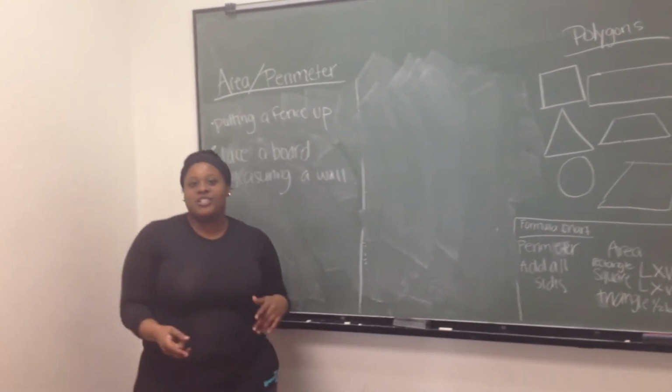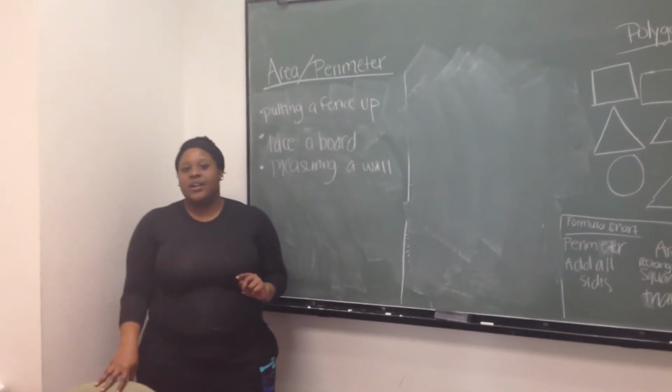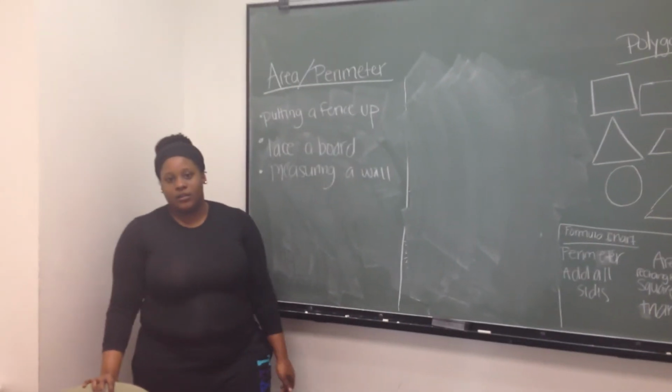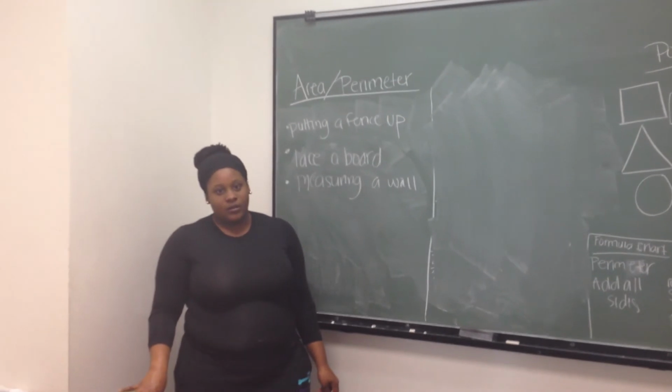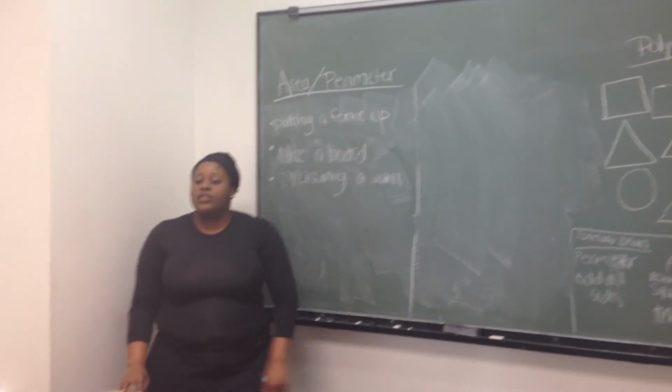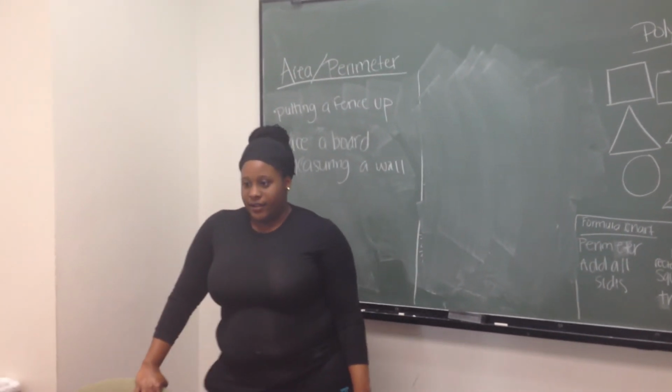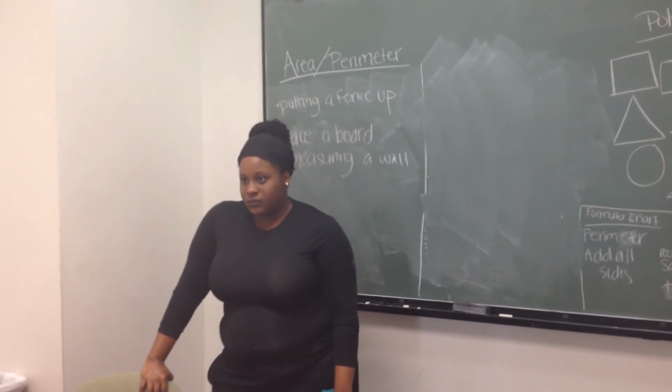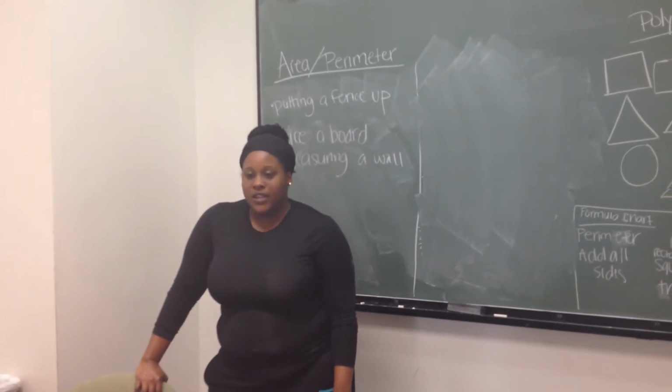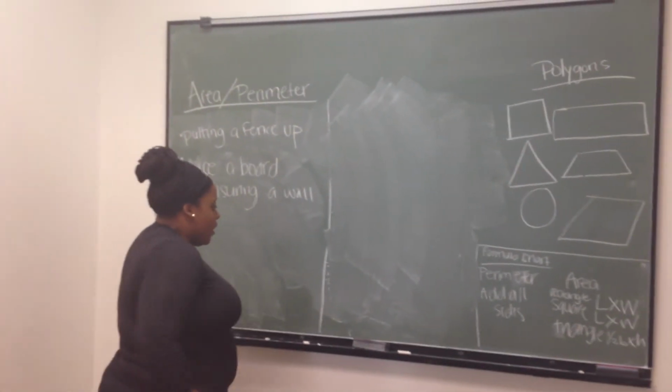Okay, can someone share that answer? What did you guys come up with for perimeter? We add up all the sides. And what did you come up with for area? Area, you multiply the length times the width. Okay.